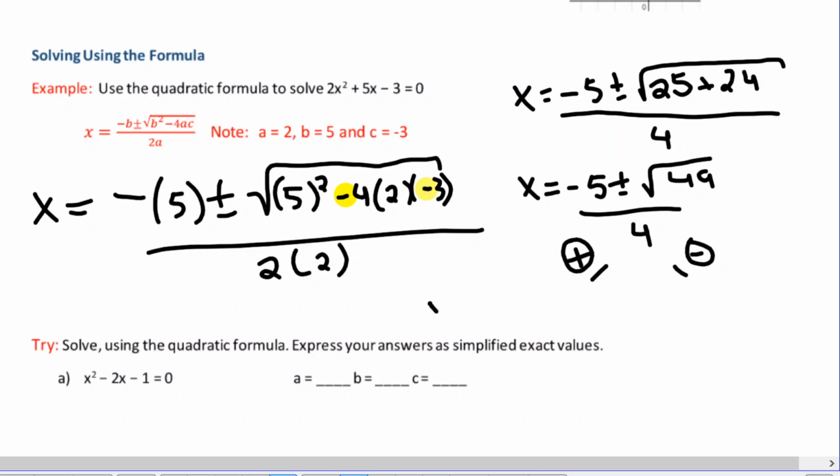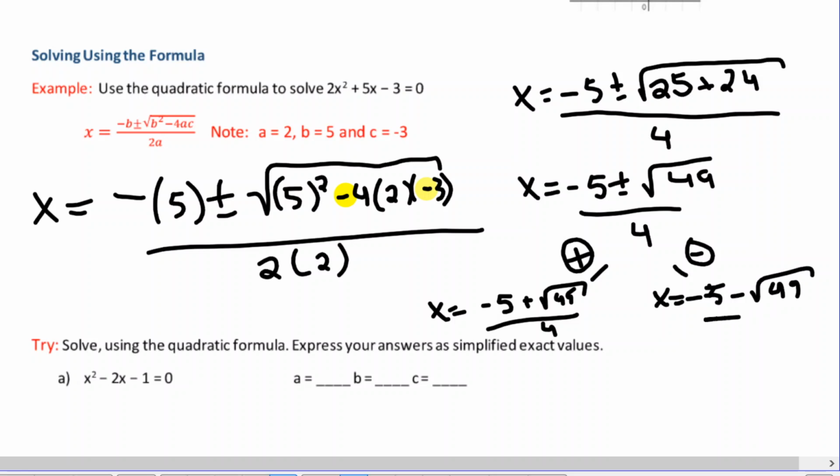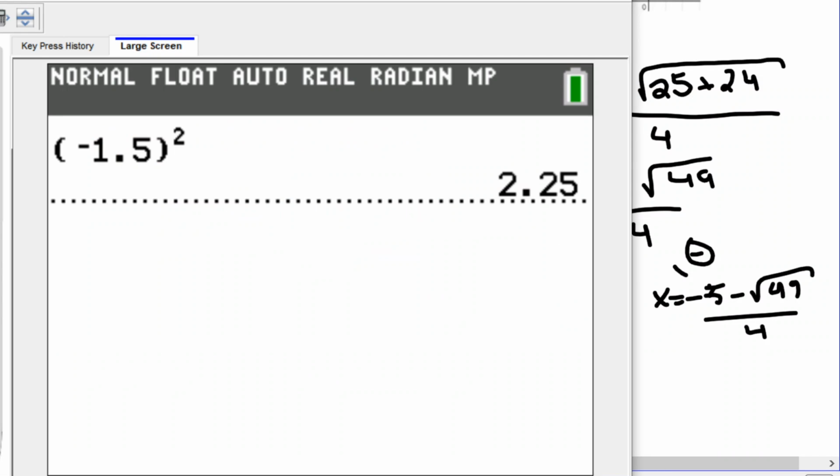I need to do one case where my first x value, my first solution, is -5 plus root 49 over 4. And then I need to do another situation where I have a second solution, right? Because I had a positive discriminant, at -5 minus root 49 divided by 4. So I solve these. Right?